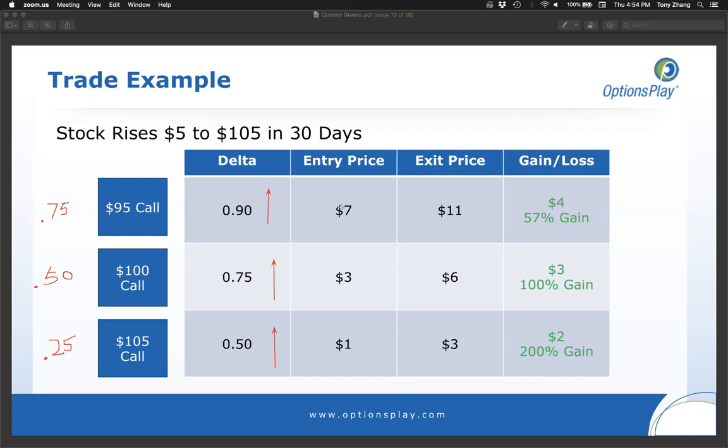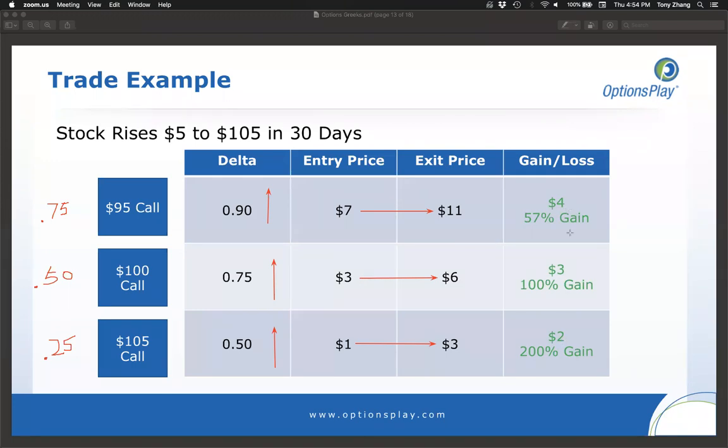So I bought these options originally for $7, $3, and $1. So the in the money options are most expensive, the out of the monies are the cheapest, and the at the monies are somewhere in between. So here are the exit prices, or the value of the option as the stock rises $5. Here it went from $7 to $11 because the stock moved up $5. Here it moved from $3 to $6. Here it moved from $1 to $3. So smaller dollar gains, so $4 gain, $3 gain, $2 gain.